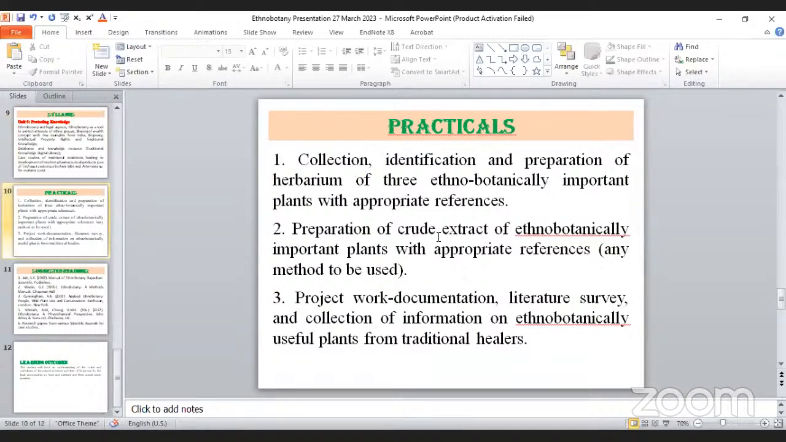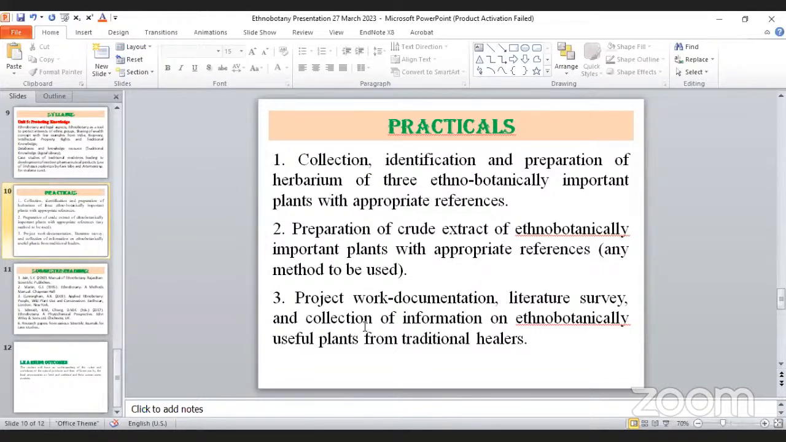In case of practicals, they are very vibrant in this GE course, where we will do the collection, identification and preparation of herbarium of 3 ethnobotanically important plants with appropriate references. Then we will also make crude extracts of the ethnobotanically important plants, where we can use different solvents to make the crude preparation, which can then be further used, and if time permits, for converting into some paper.